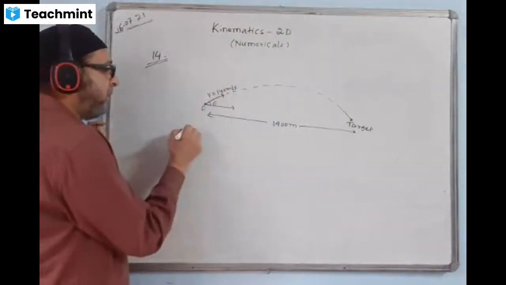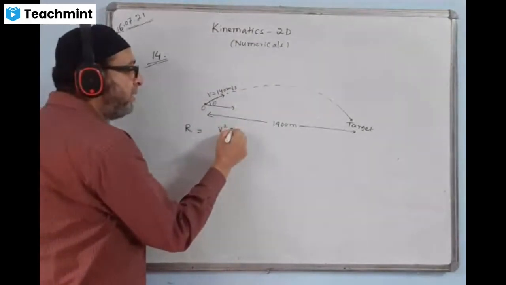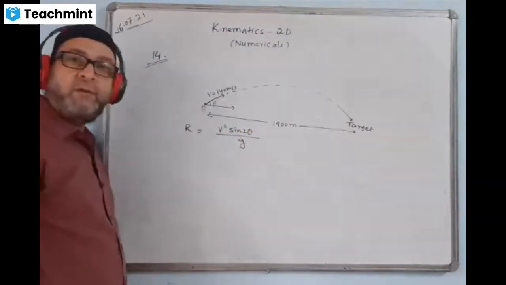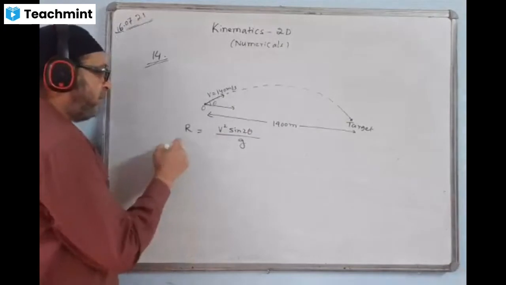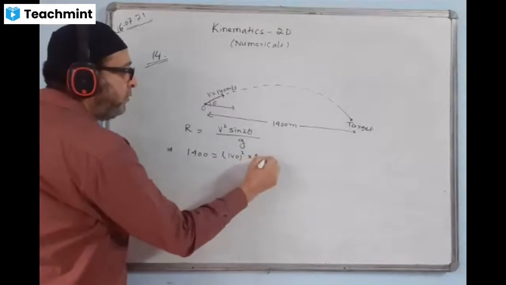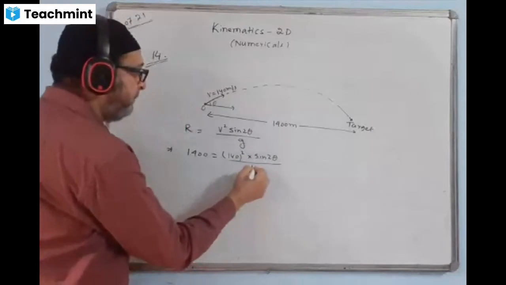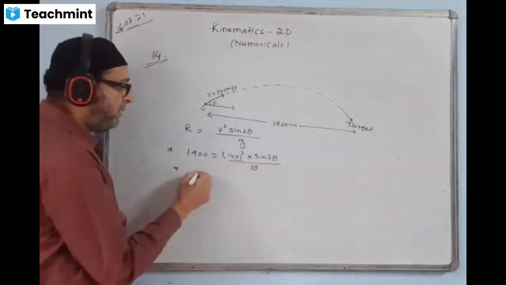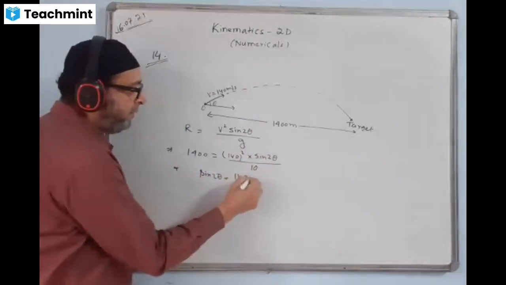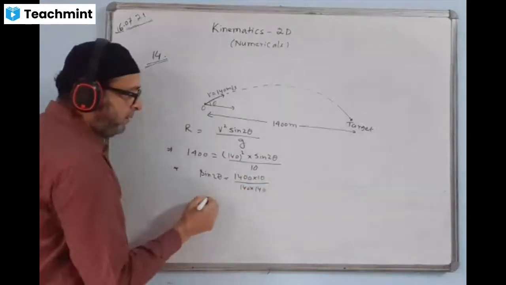What is the formula of horizontal range? R formula in this case. To remember it, we have the formula. R value is 1400. V value is 140. Write 140 square into sine 2 theta over G, and the value of G is not mentioned. We will take 10. Now sine 2 theta is equal to 1400 into 10 divided by 140 into 140.